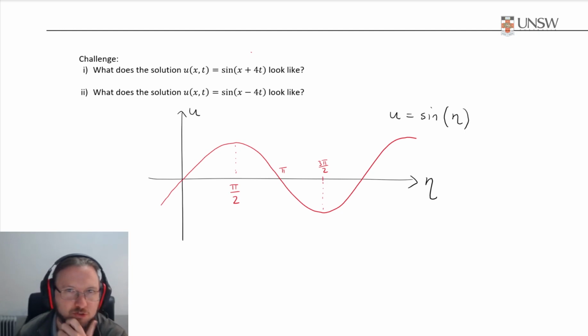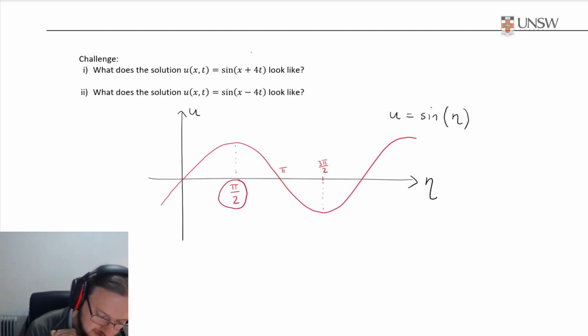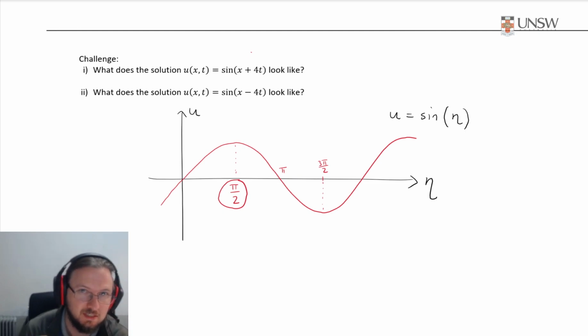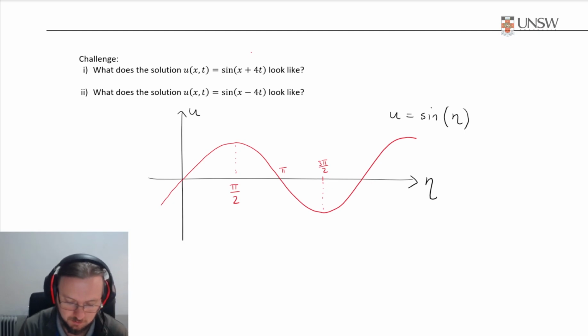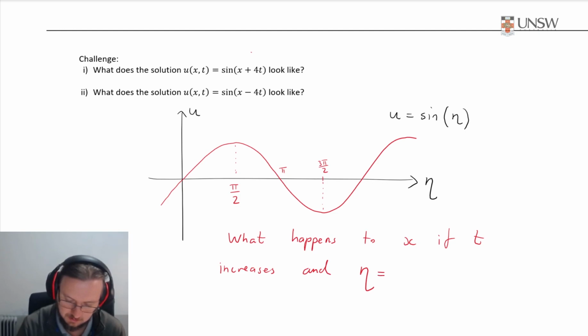Now, one way to try and get a handle on what this looks like is, let's try and concentrate on those interesting values of eta. So for example, this value here, we know this is the top of a wave, and we want to see where that moves. So I'm going to ask the question, what happens to x if t increases, and we're looking at the very special point where eta is equal to pi over 2.